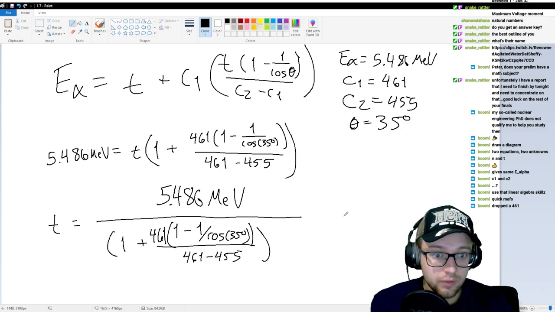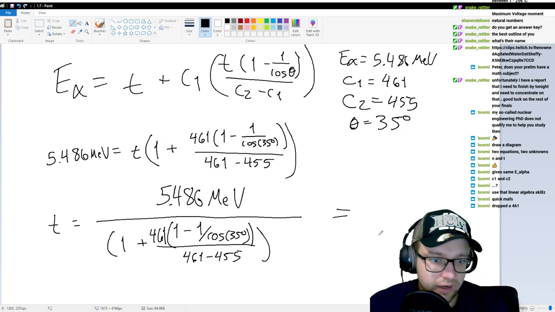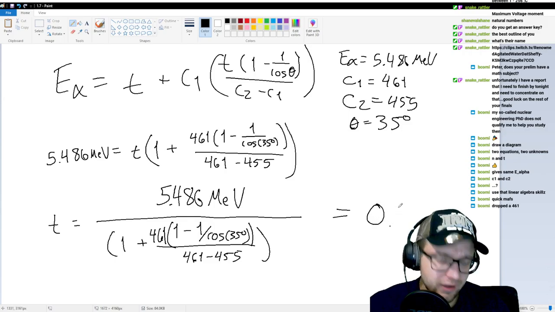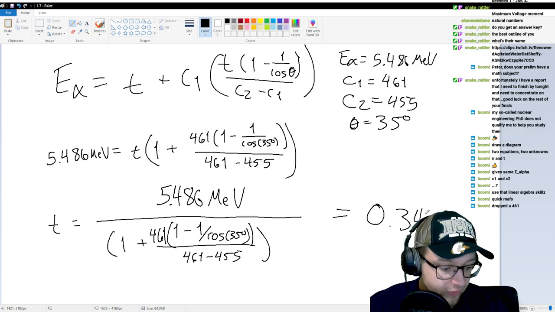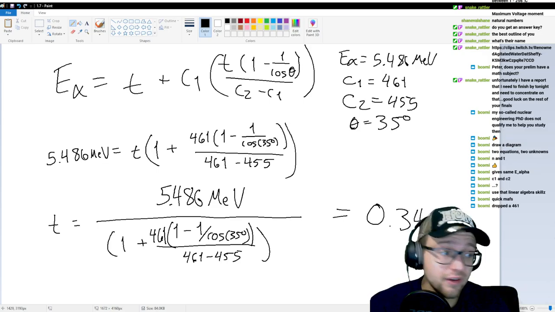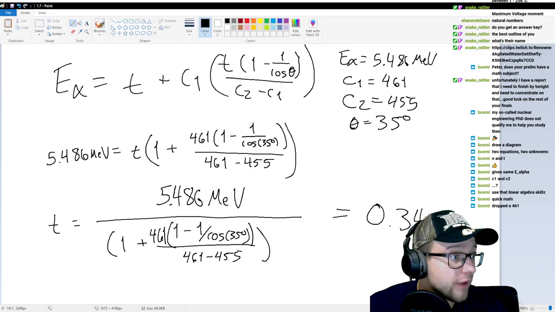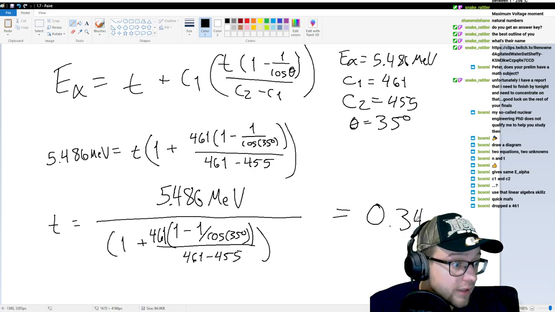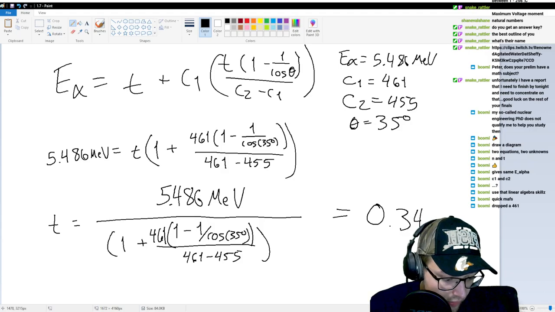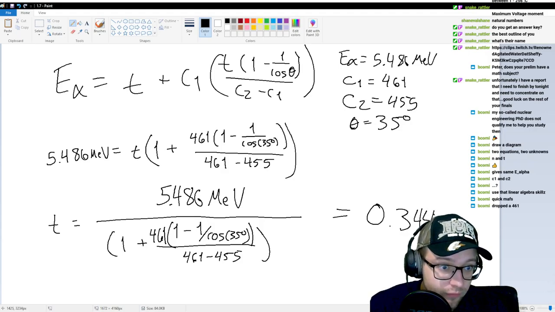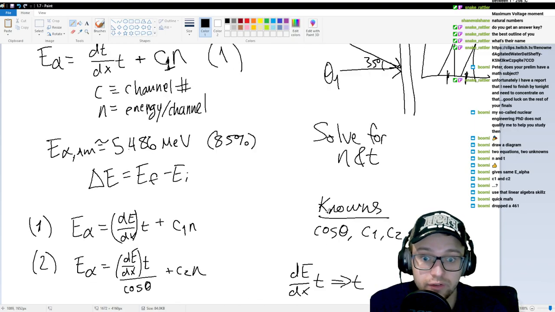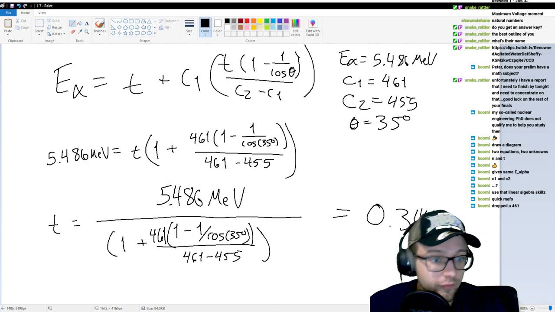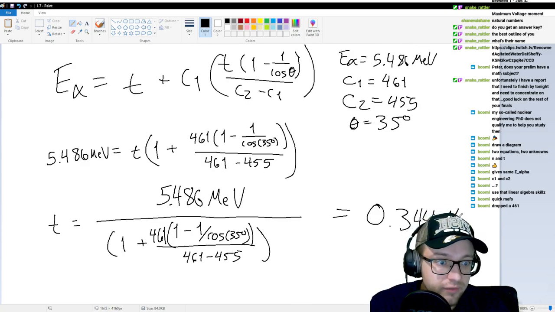And that will give us, it does give us a negative number, but I feel like in the context of this question, the units of this are going to be not thickness, but they're going to be given in terms of alpha energy loss, if I'm remembering this right. Yeah, in units of alpha energy loss. So this is going to be 0.344, and then the units on T are actually dE/dx.